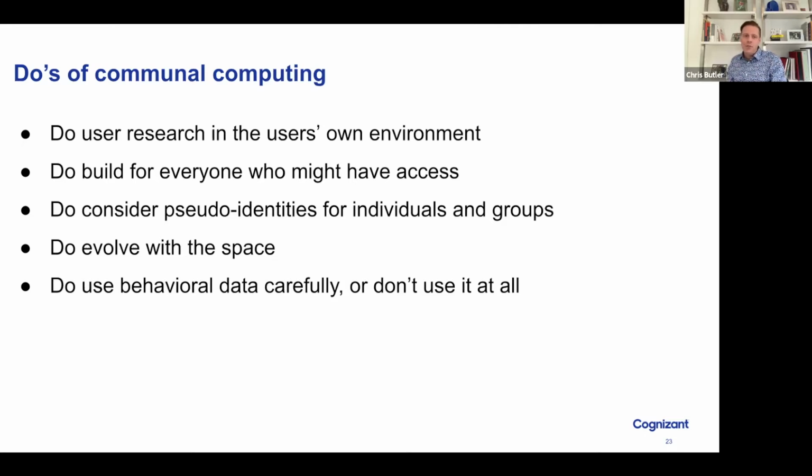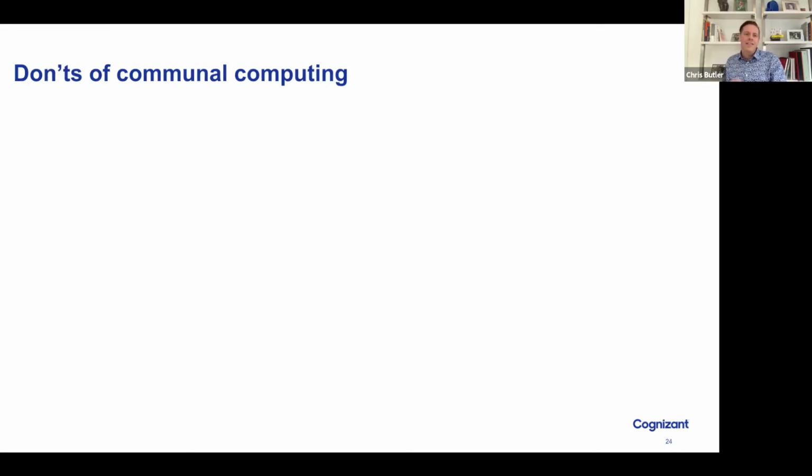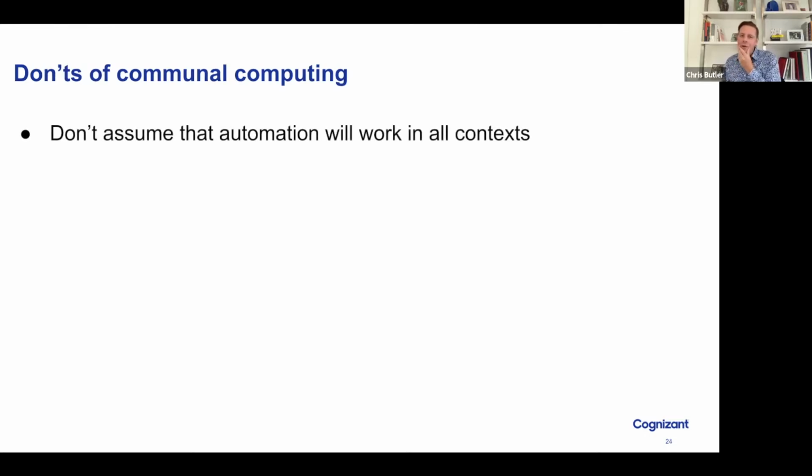As far as don'ts, I would say that, first of all, don't assume that automation works in all contexts. Even though you'll get an 80 or 90% confidence in particular things, it still may not be appropriate for that case. And this is where you should be looking for anomalies or some type of exception behavior.